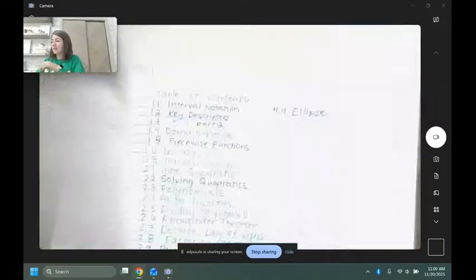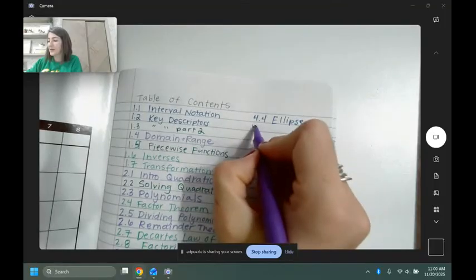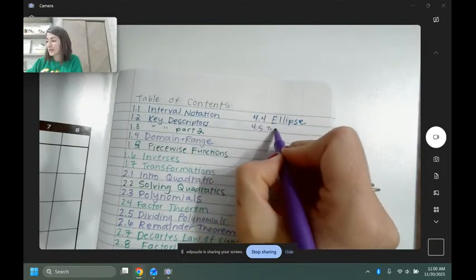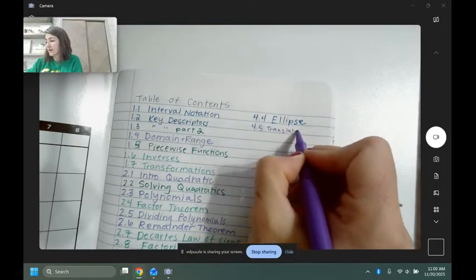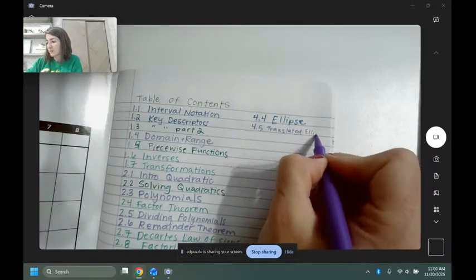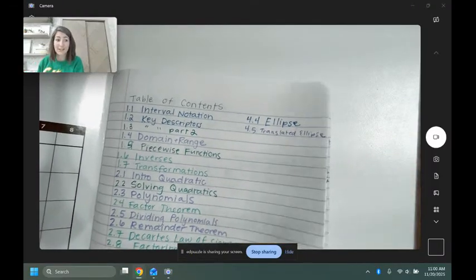Today we are going to talk about ellipses that have been translated. A translated ellipse.